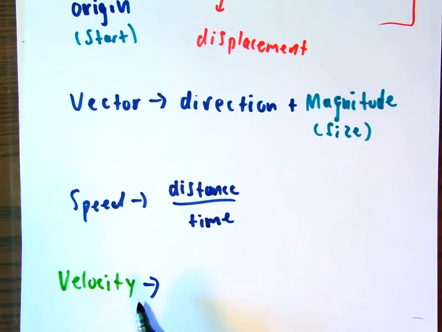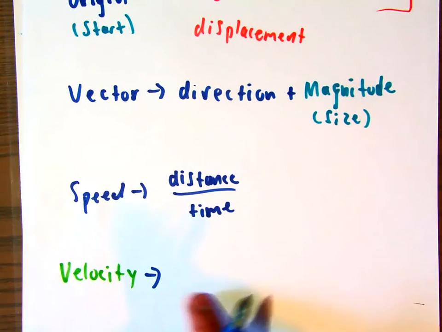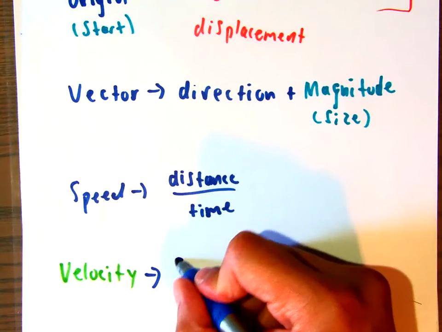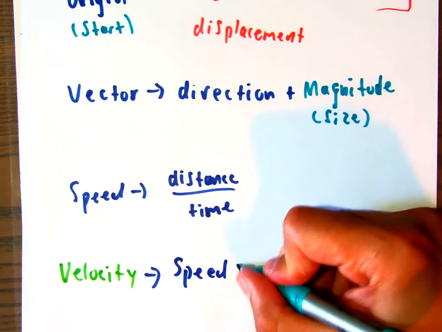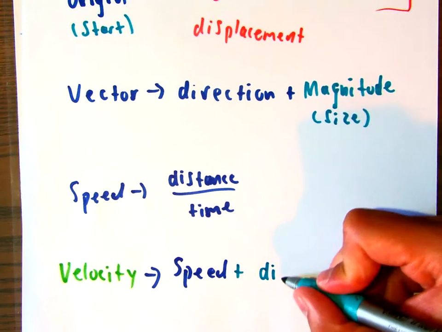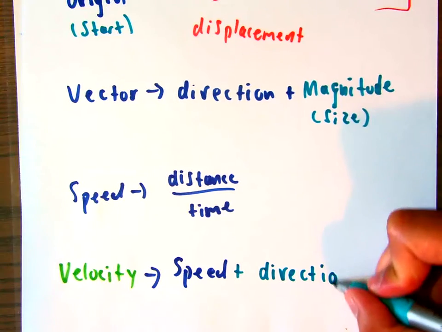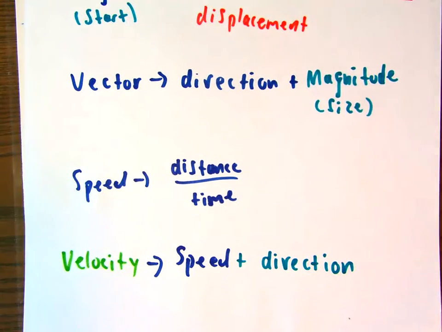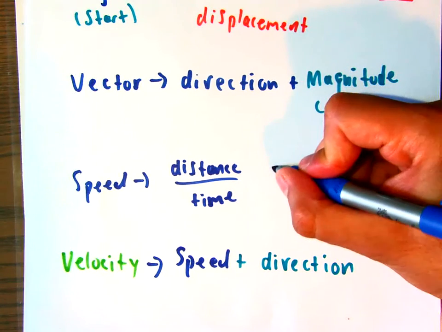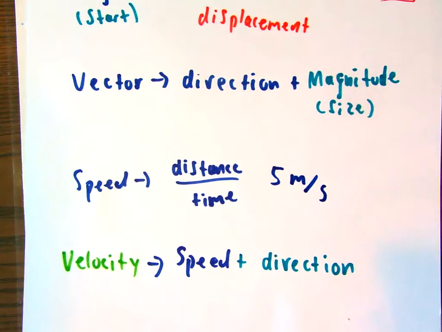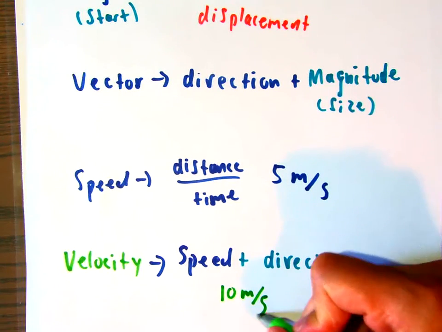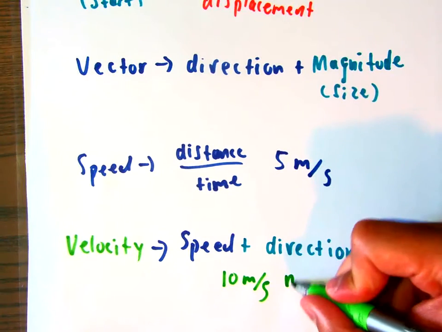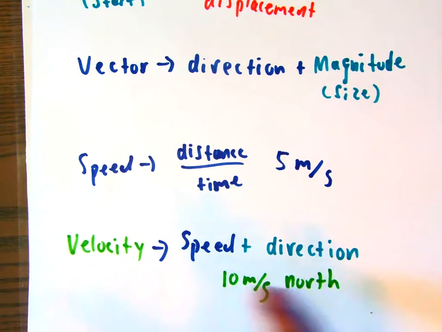Velocity is slightly different. Velocity is the same thing as speed, but it also includes direction. So it's speed plus direction. Let me give you an example. An example of speed would be I'm going 5 meters per second. Velocity is I'm going 10 meters per second, but I need to put direction, north. That's the only difference. Velocity contains direction. Speed does not.